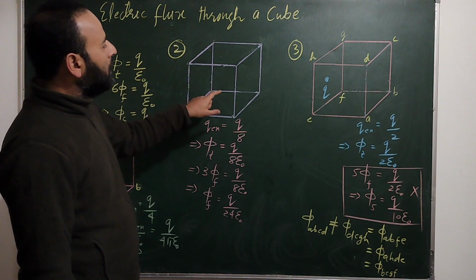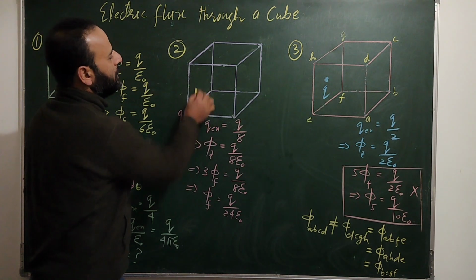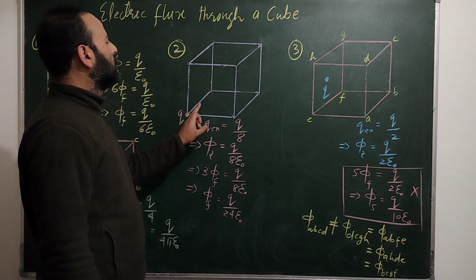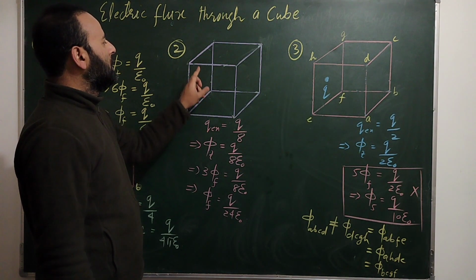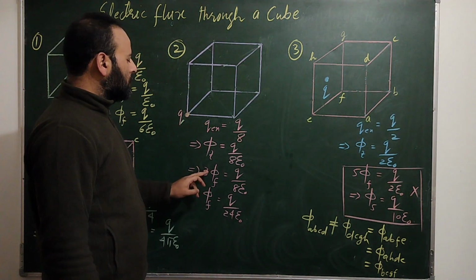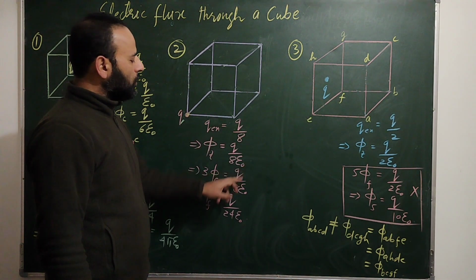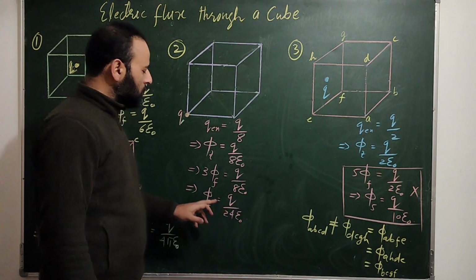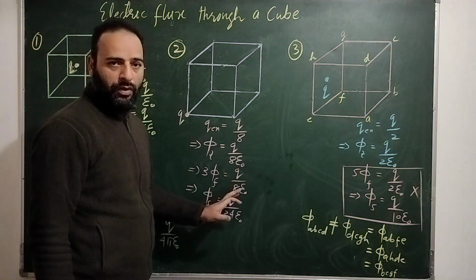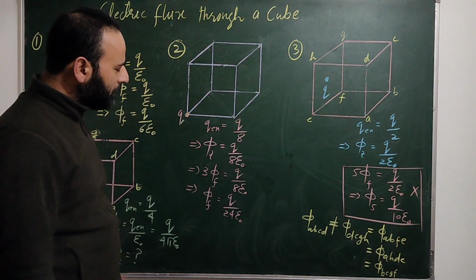But here only 3 faces are of interest, because this charge lies in this face and in this vertical face. The electric field lines through these faces will be parallel to the plane of the faces, so there will be no flux through them. So only 3 faces are left, that is, 3 times the flux through a face is Q divided by 8 epsilon naught, so the flux phi F is equal to Q divided by 24 epsilon naught. This is the case when the charge is placed at the corner.